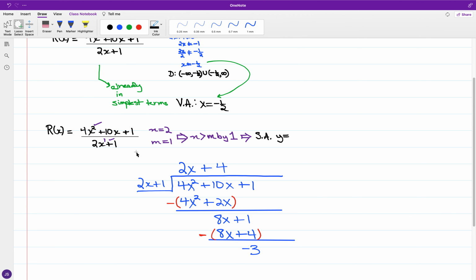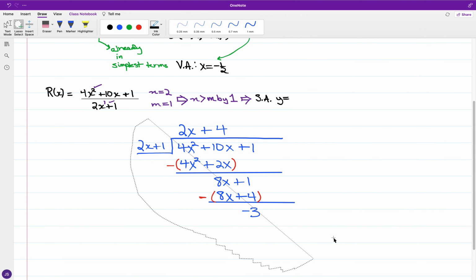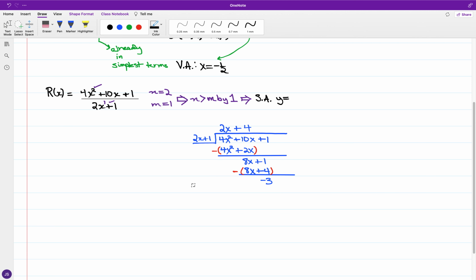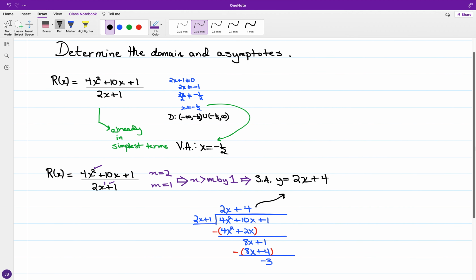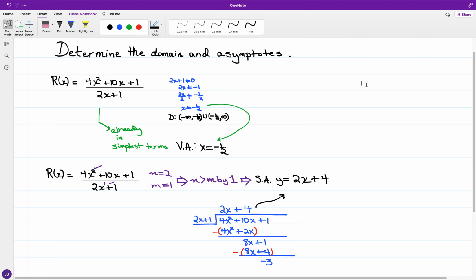But I'm interested in just the quotient in terms of identifying what the slant asymptote is going to be, and with 2x plus 4 as the quotient, we have our slant asymptote at y is equal to 2x plus 4. So we have two asymptotes, one vertical and the other a slant asymptote, and just providing a bit of a quick visual.